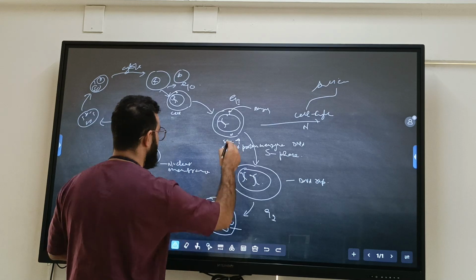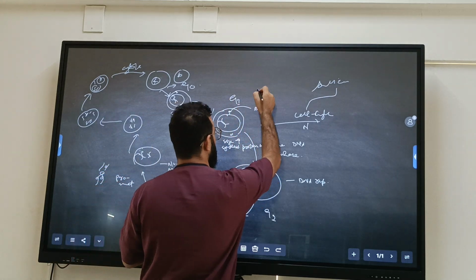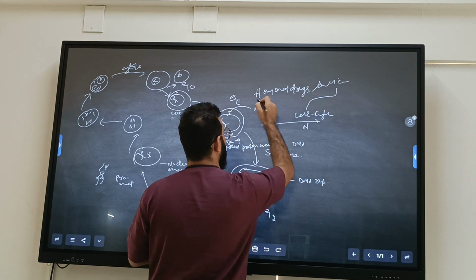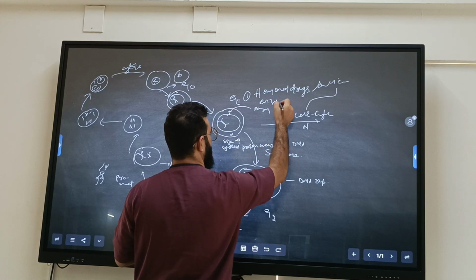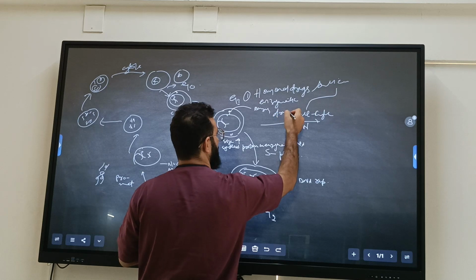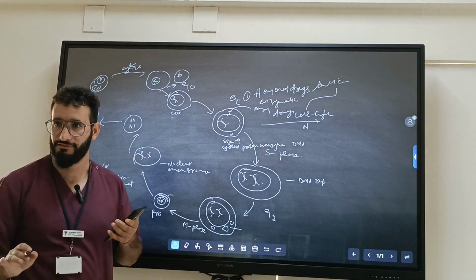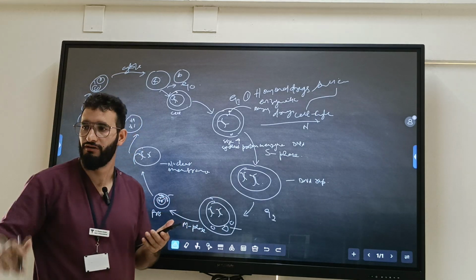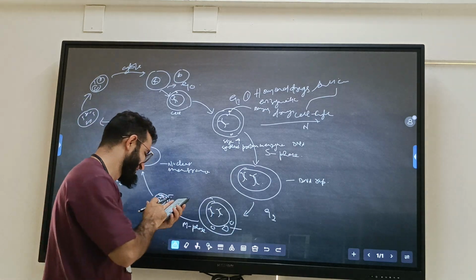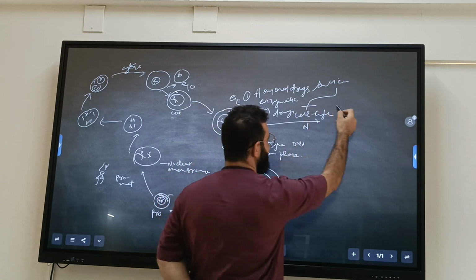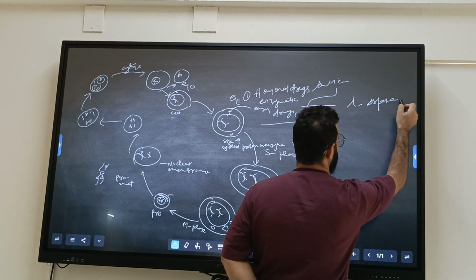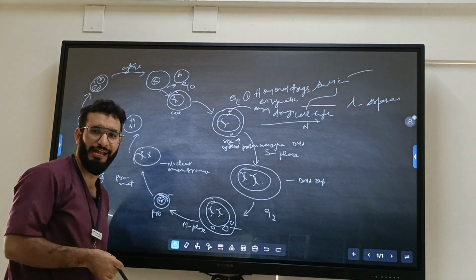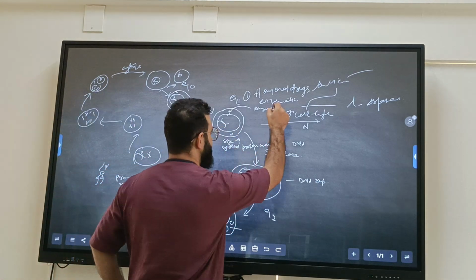For example, in the G1 phase, which drugs will act? Hormonal drugs and enzymatic drugs will act. The example of enzymatic drugs is L-asparaginase. Hormonal drugs have a huge classification, like anti-androgens and all these things. They will act in the G1 phase.